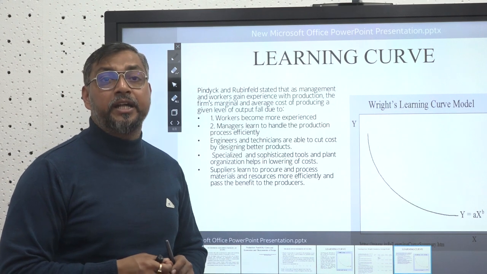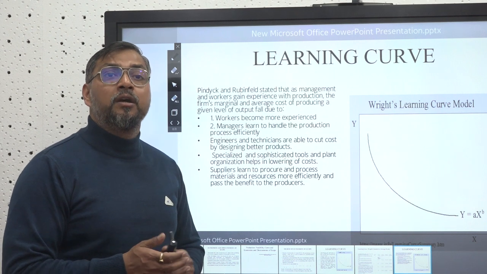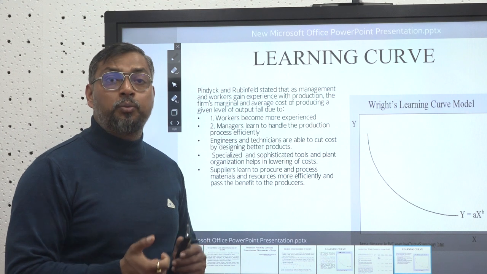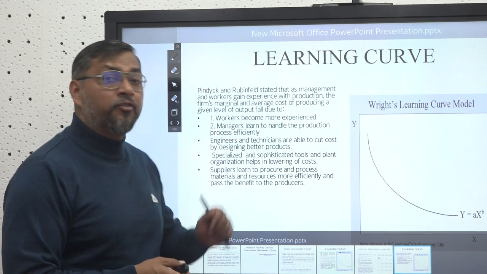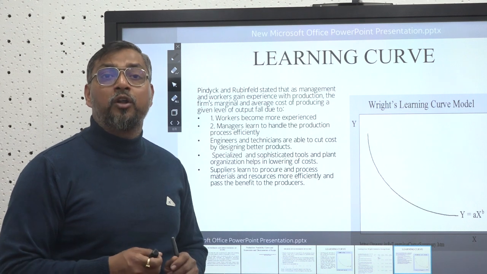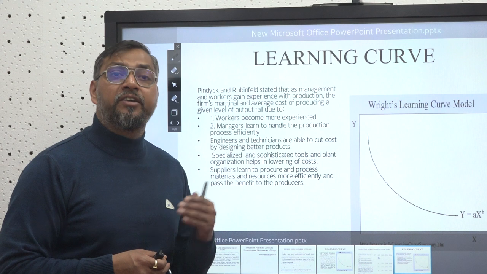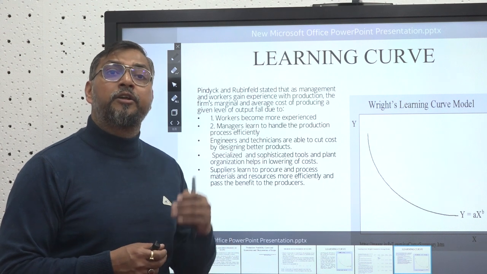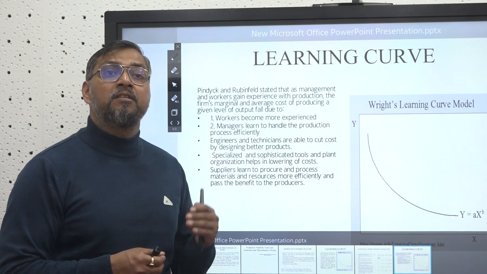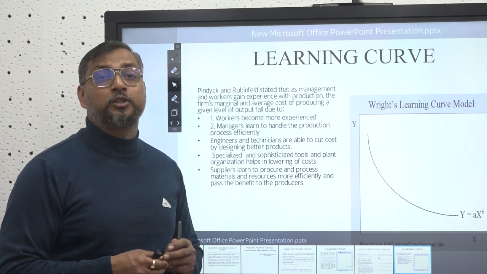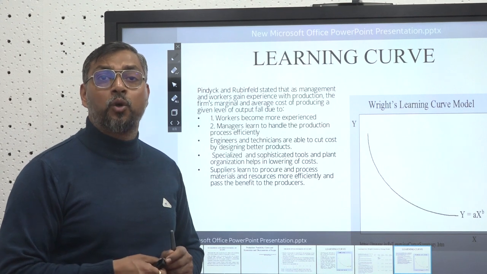Thus, we can summarize that as the producer keeps on producing extra units of output, due to all these factors, the overall efficiency and effectiveness of the production function increases, thus reducing the time that is required in production and bringing down the average cost of production. This is all about economies of scope and learning curve.